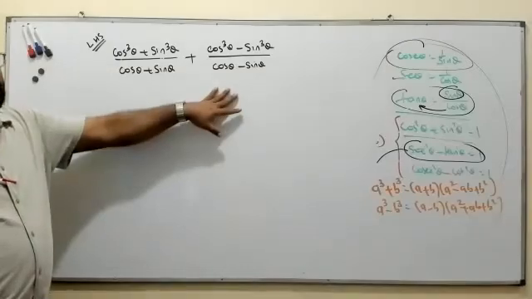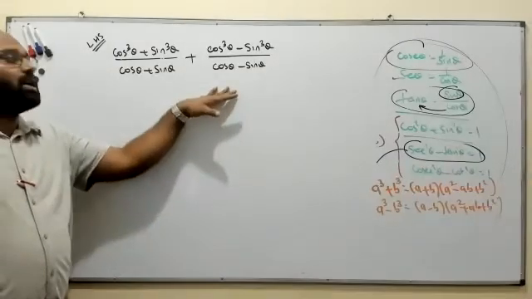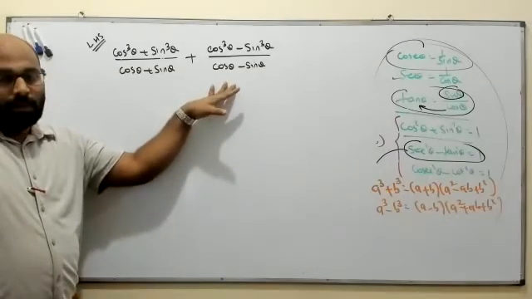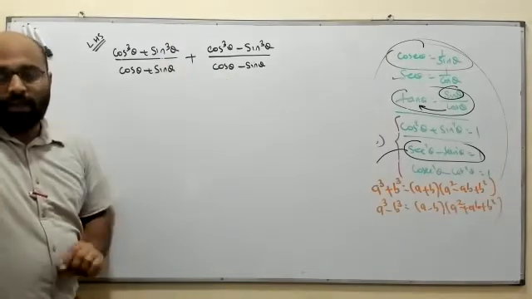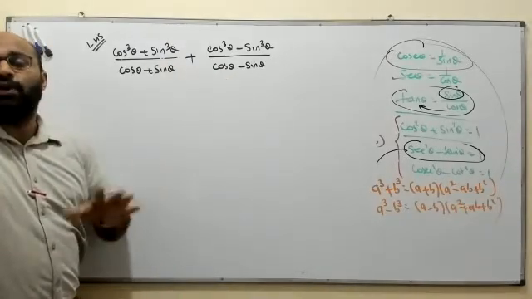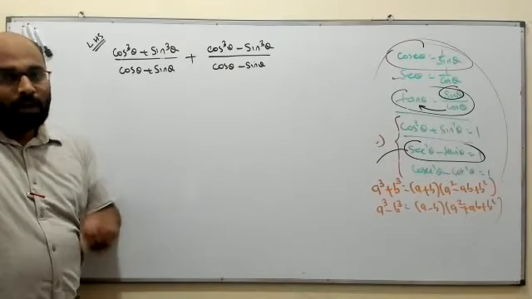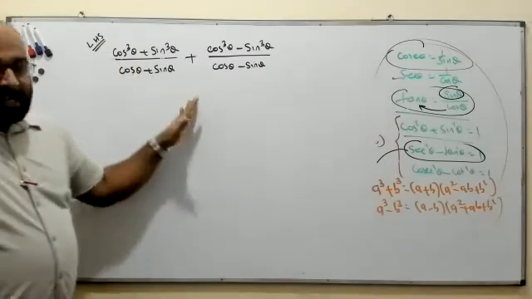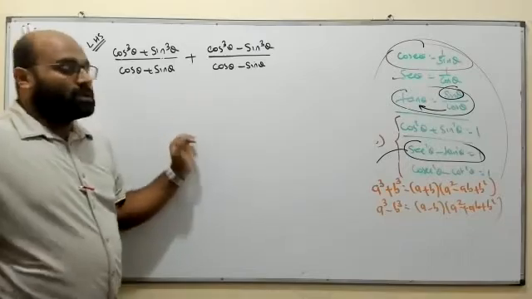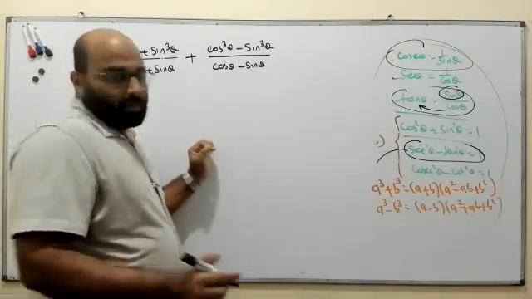So this is our LHS. This question is already in terms of sine and cos, so no need to convert. Cross multiplication is possible, but don't do that. Why? Some people got it, I think.